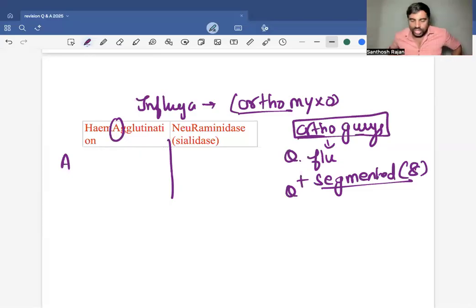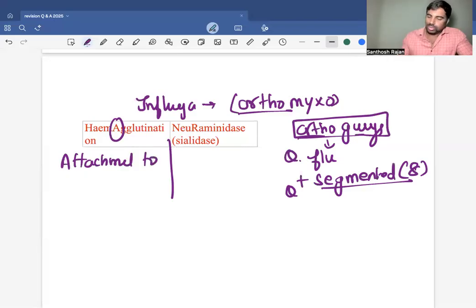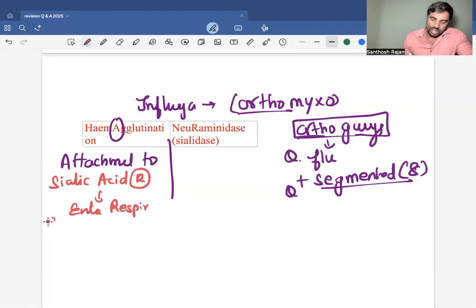They have two things: hemagglutinin for attachment, and neuraminidase, which is basically the opposite. What happened? It attaches to a receptor called the sialic acid receptor, enters the respiratory epithelium and multiplies. After that, when it comes out, to come out it has another enzyme, sialidase. This actually breaks the receptor.